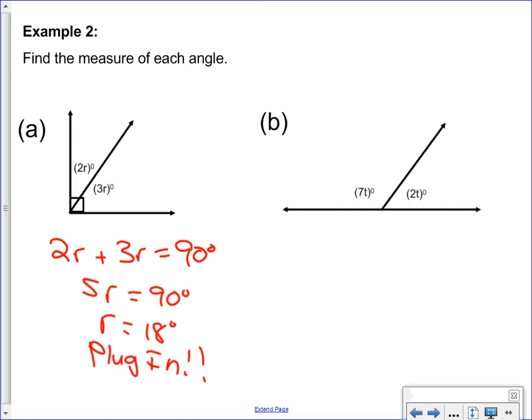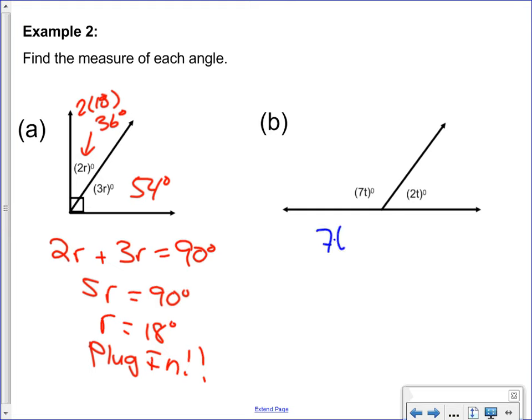2r, this is 2 times 18 is 36. So if that's 36 degrees, the other one has to be 54. It has to be 54 degrees. You can do the math or add this support, but it says it's 90. All right. Give me the equation for the next one.